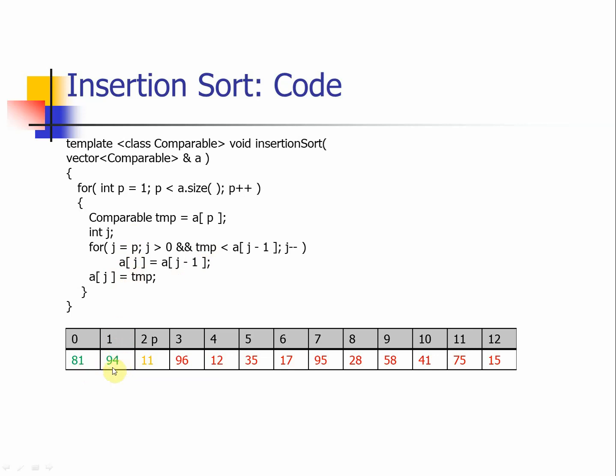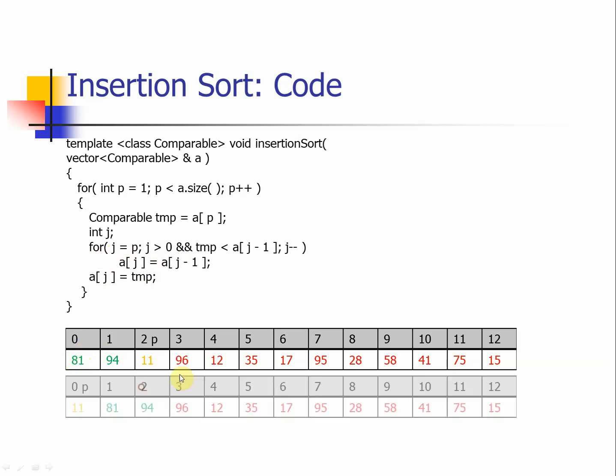So we need to put 81 over here, and then we come back to the j loop, and this time j will equal 0, and therefore we don't satisfy this condition over here. It has already hit the beginning of the array, and therefore we don't need to do anything. At this time, we put temp into a of j, which is 0, and therefore you can see that we will end up with the sequence like this.